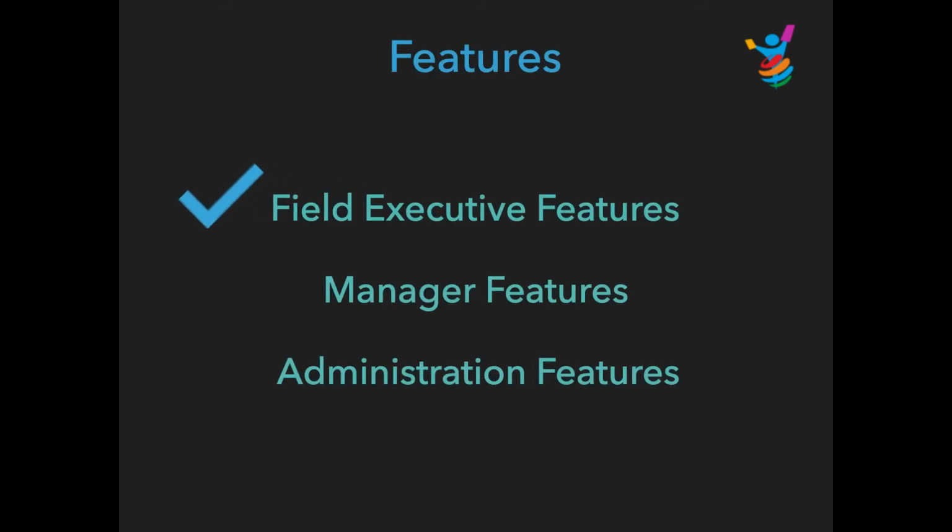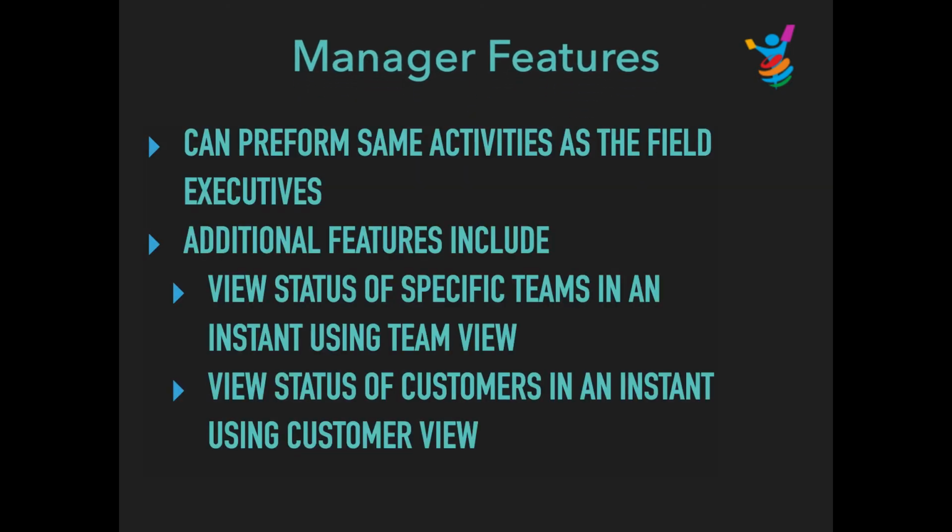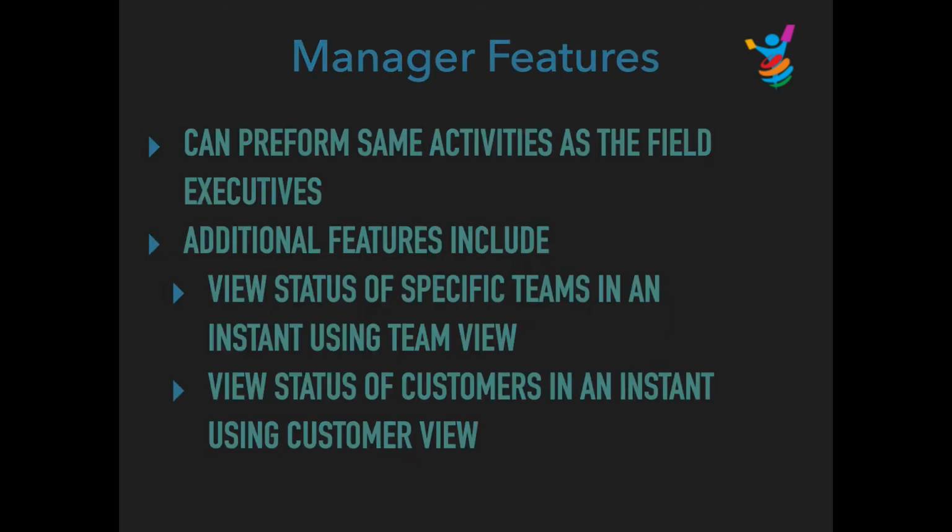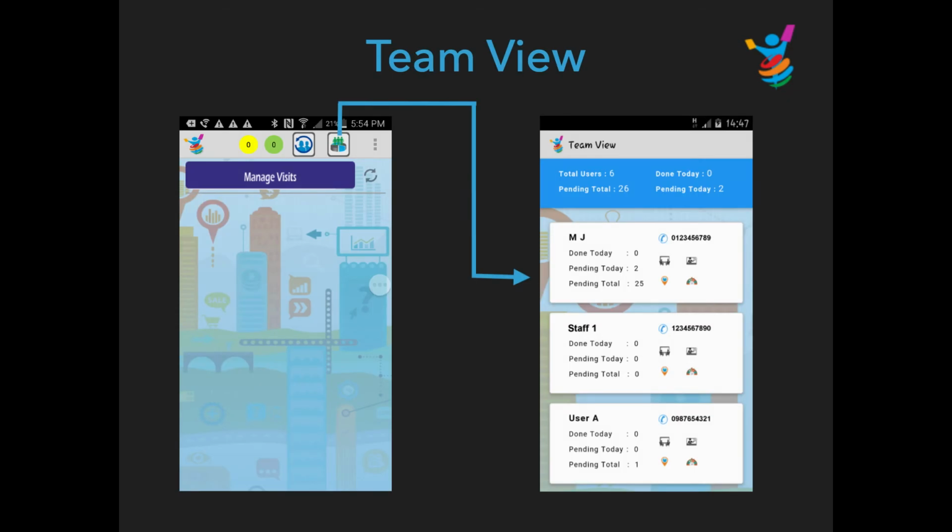Now that we are done with the field executive features, we can delve into the manager features. The manager can perform similar activities as a field executive and more. Additional features include viewing the status of specific teams in an instant using the team view, or viewing status of customers in an instant using the customer view. The first feature is the ability to see details of a person's meeting and their daily accomplishments, which gives an insight into the field executive's efficiency.